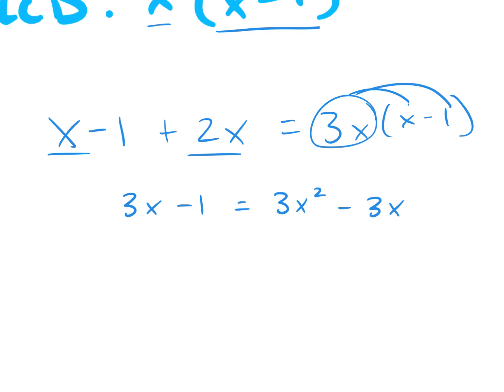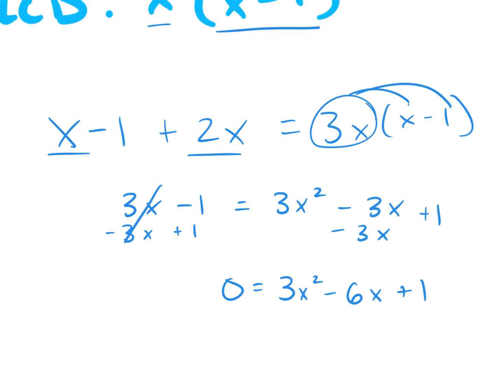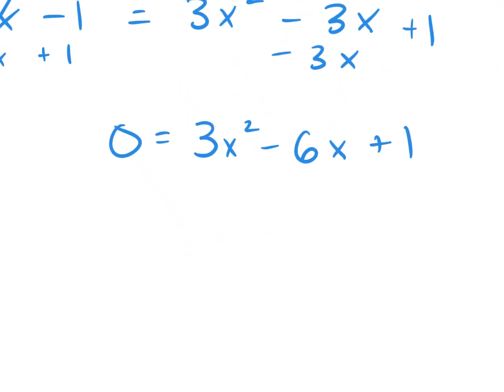What would we do next? Move everything to the other side. They don't cancel out. Be careful because we're subtracting 3x to move it to the other side. What's negative 3x minus 3x? Negative 6x. And I'm also going to add the 1 to move it to the other side too. Because we have an x squared and an x, we know that we're going to have to factor. How would I factor here?